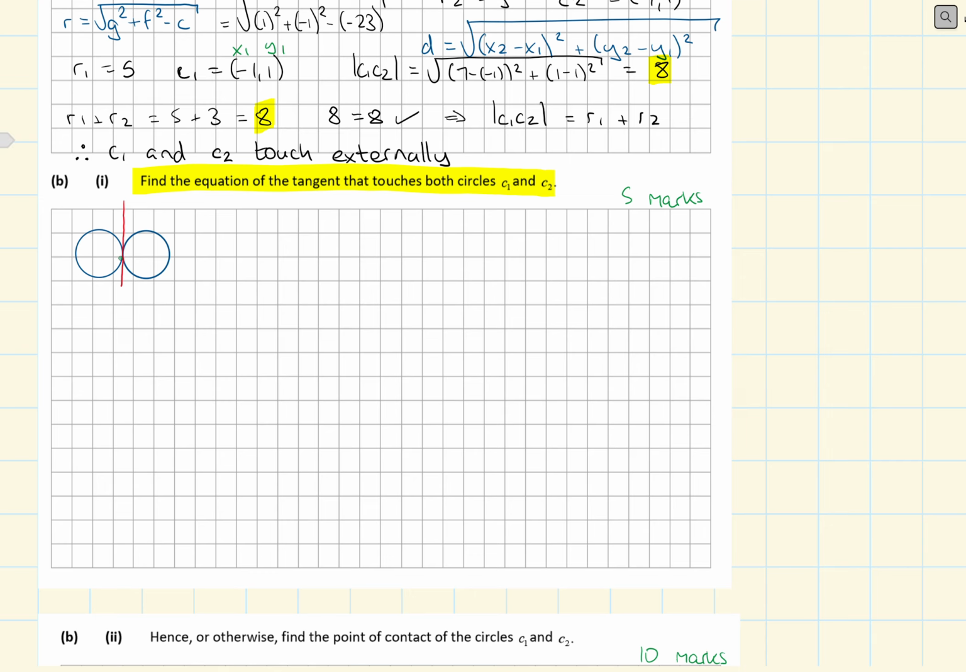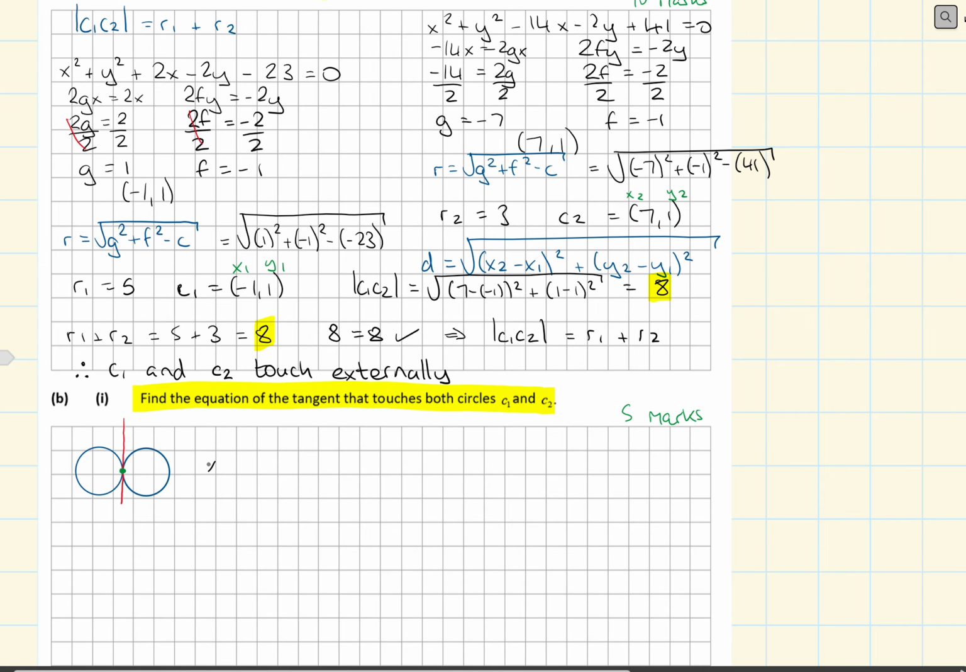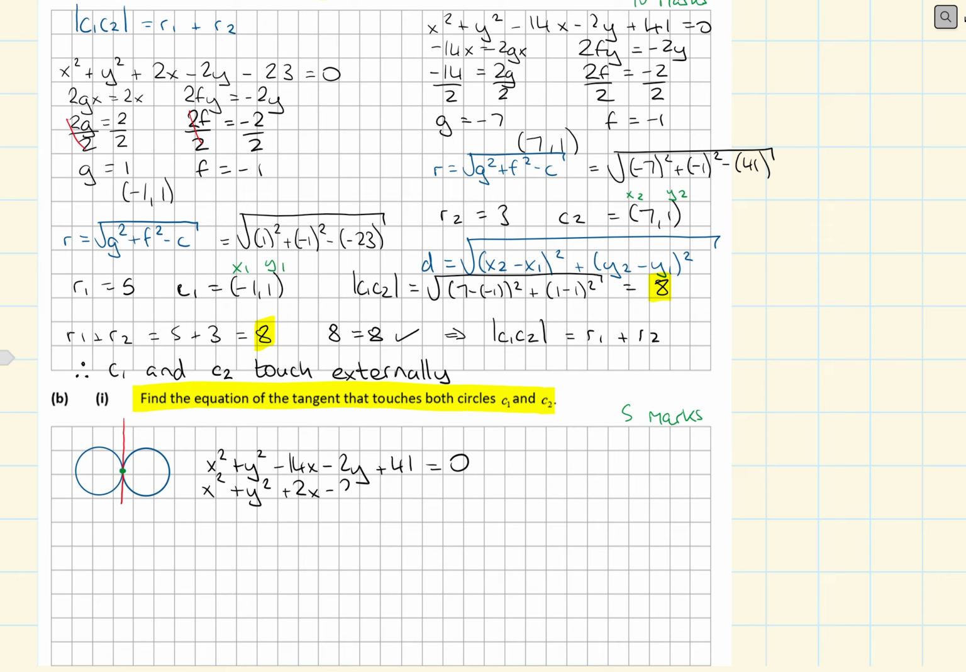And then if the line goes between the two, means we have a point of intersection. So we know back from algebra, point of intersection will lead us into simultaneous equations. So we have x squared plus y squared minus 14x minus 2y plus 41 equals 0. X squared plus y squared plus 2x minus 2y minus 23 equals 0. Draw the line, change the sign.